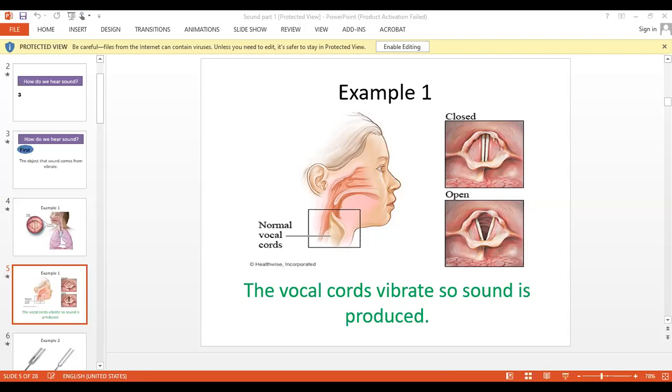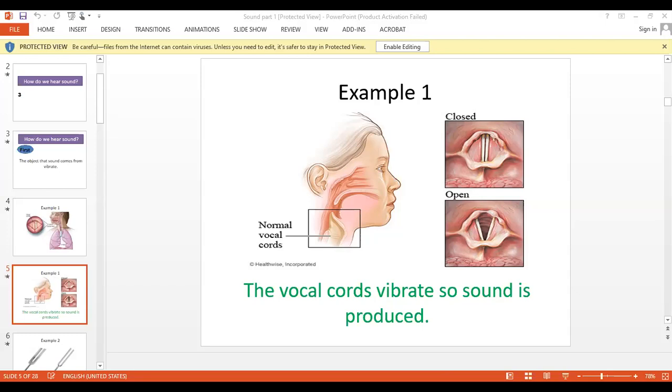So sound travels through air particles, gas mainly. Does the sound travel through solid particles? And does it travel through liquid particles? The answer is yes. The sound travels through any medium, as long as there is a medium, whether it's a gas, solid, or liquid, the sound will travel through it.